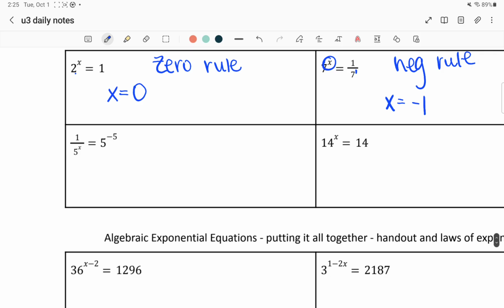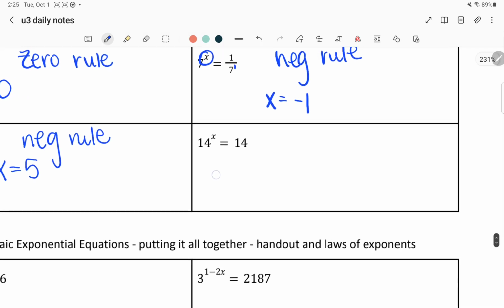Okay, also the negative rule. If without a fraction I have 5 to the negative 5th power, then if I had it as 1 over 5 to something, that something would have to be a positive 5. Again, this is according to my negative rule.